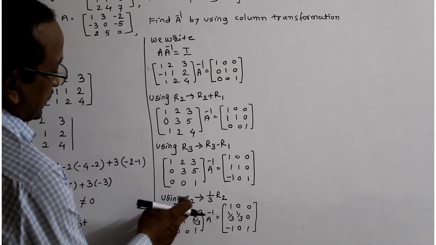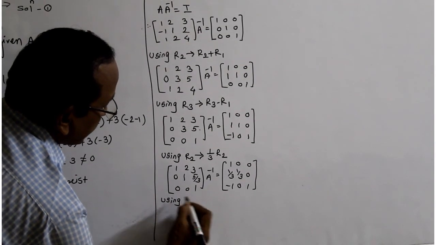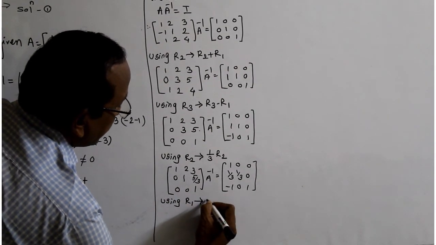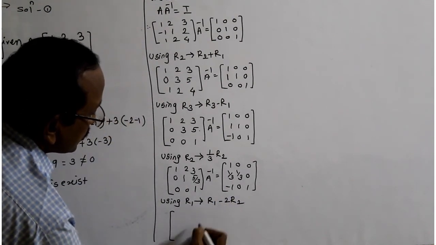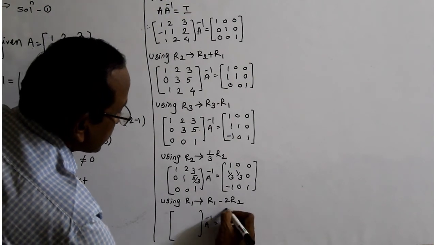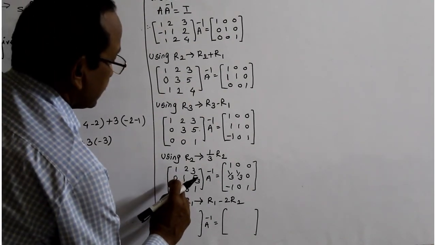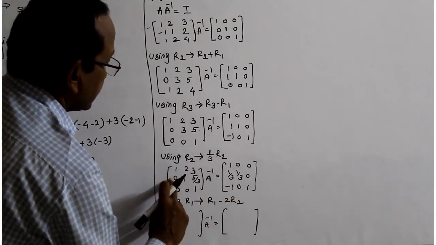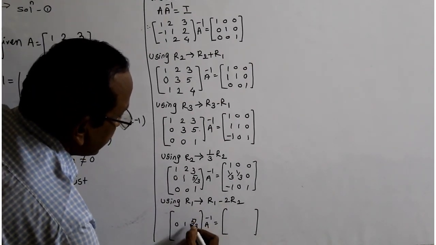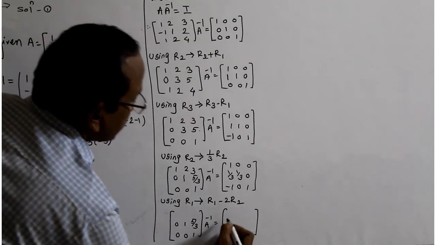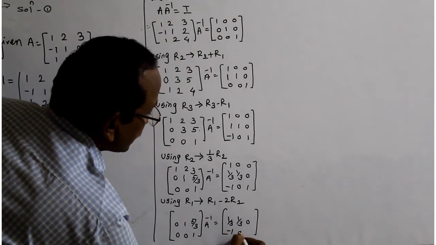So now obtain the 0 here. By using the operation R1 implies R1 minus 2 times R2. So A inverse is this matrix. In this matrix, we change the first row only. The elements of the second and third rows keep as they are. 0, 1, 5 by 3, 0, 0, 1. It is 1 by 3, 1 by 3, 0, minus 1, 0, 1.